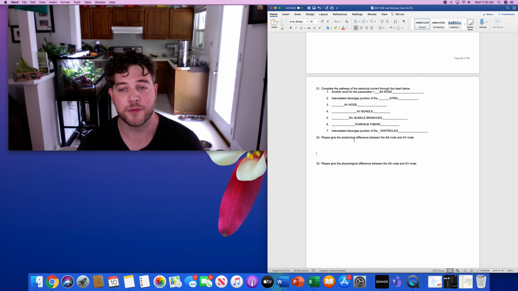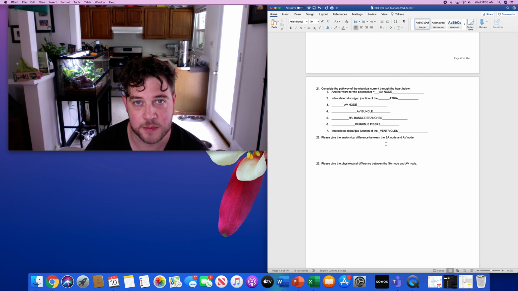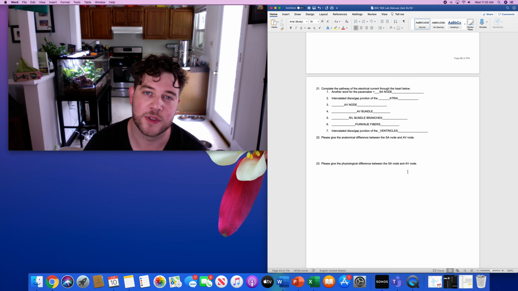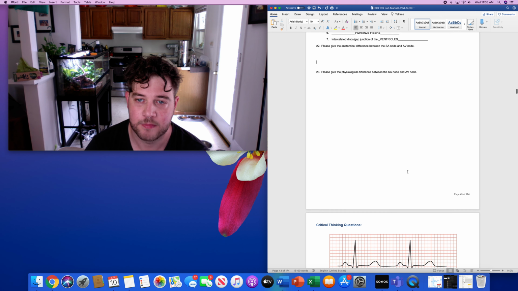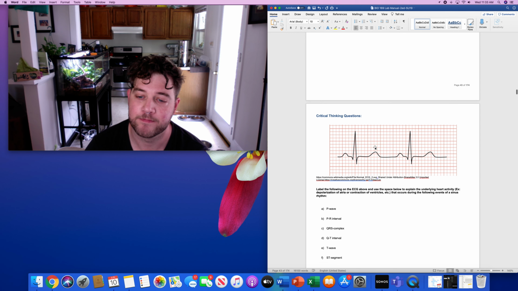An anatomical difference between the SA and the AV node is that the AV node has a smaller fiber diameter, like I mentioned, and fewer gap junctions. Those are the structural differences between the two. The physiological difference between the SA and the AV node is the SA node has more leak channels, and it's going to spontaneously depolarize.